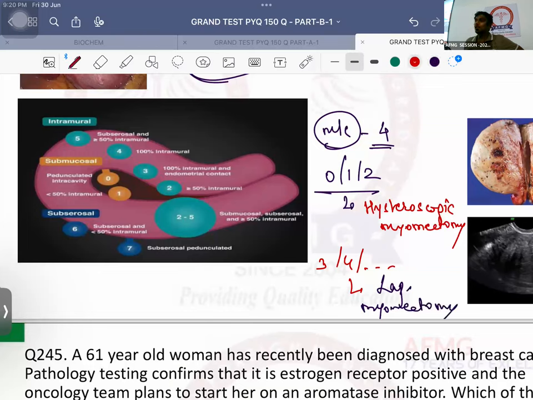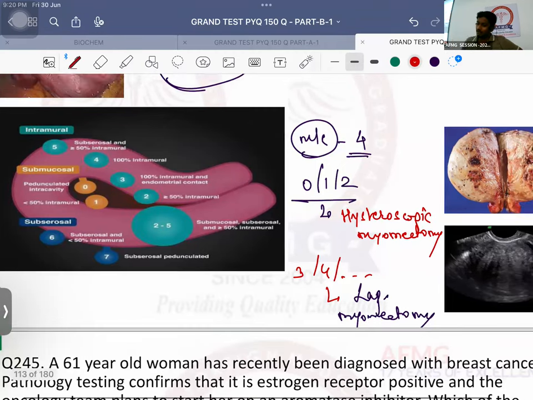No issues with this, anybody? Please remember, if it is an elderly female whose family is complete, then you can go for hysterectomy also. Okay, but young females, mein, this has to be followed. This is a case of adenomyosis.